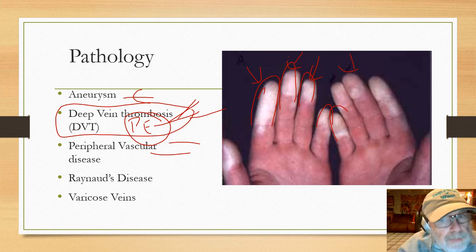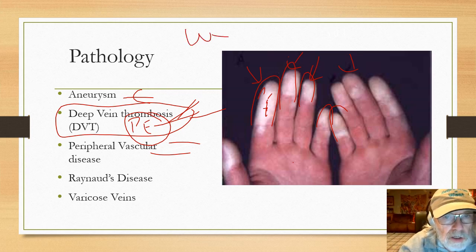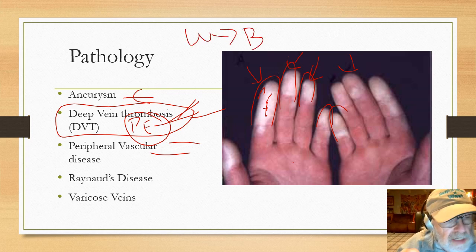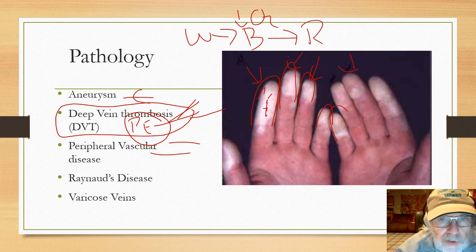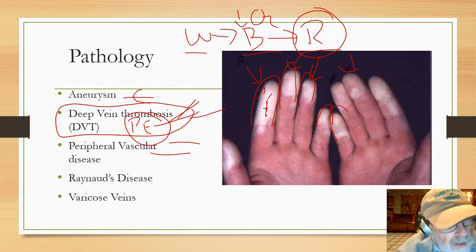Then what happens is the body says, you know what, we can't let that go on because it's going to cause those tissues to die. And it tries to send other blood supply there. So it goes from white to blue. Blue means it's cyanotic, which means it has decreased oxygen, and it goes to red. It goes from white to blue to red. Red means that now they send more blood supply in there just to try to warm it up, because it's been without for a while.